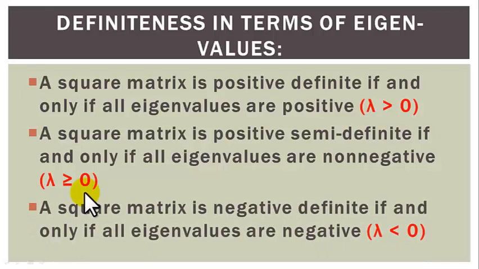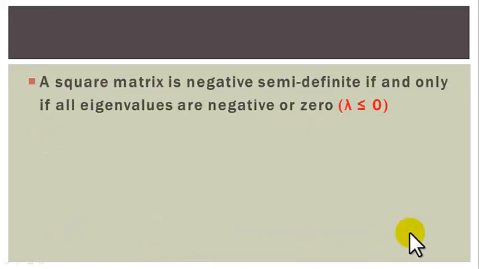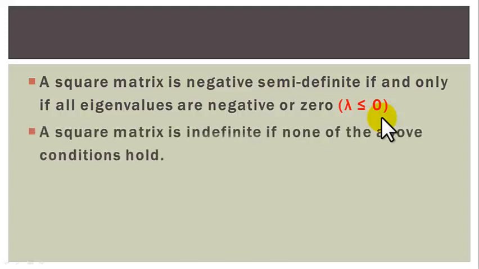A square matrix is negative definite if and only if all the eigenvalues are negative. That is, lambda strictly less than 0. And a square matrix is negative semi-definite if and only if all eigenvalues are negative or 0. That is, lambda less than or equal to 0. A square matrix is indefinite if none of the above conditions hold.